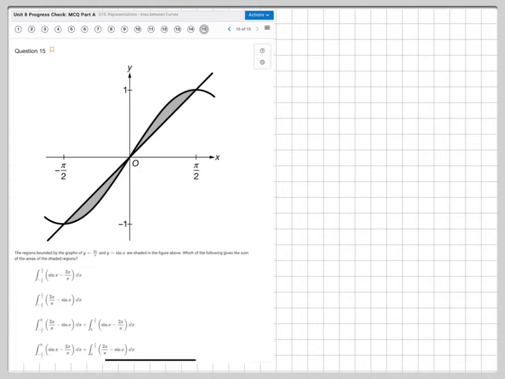The region bounded by the graphs of 2x over pi and sine x are shaded in the figure above, blah, blah, blah. Which of the following finds the area of the regions?